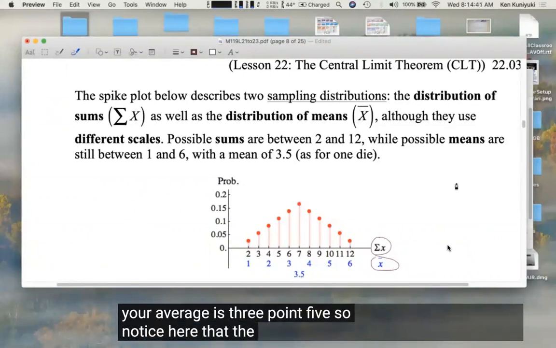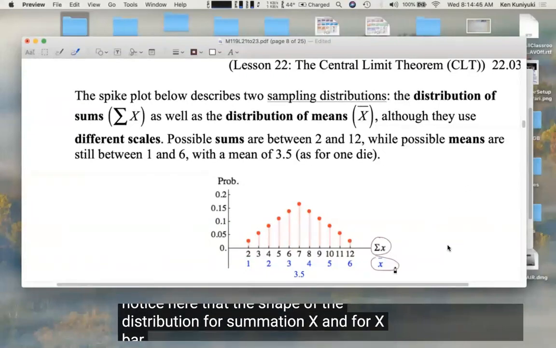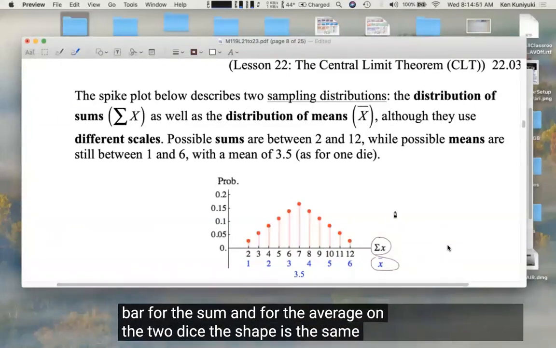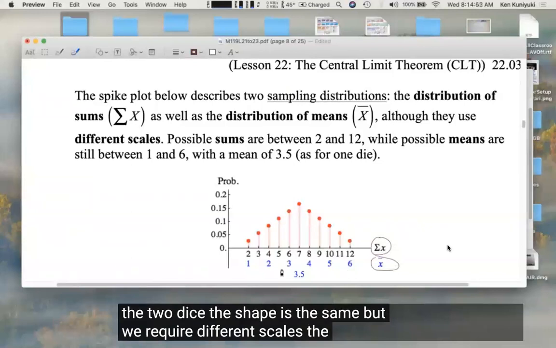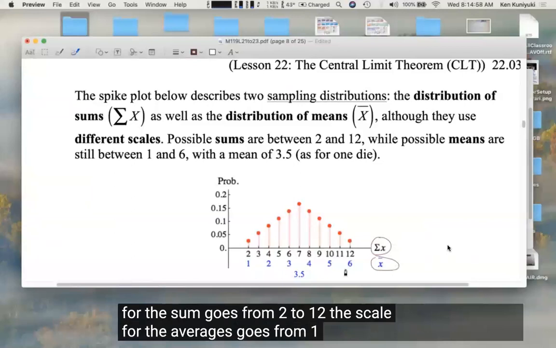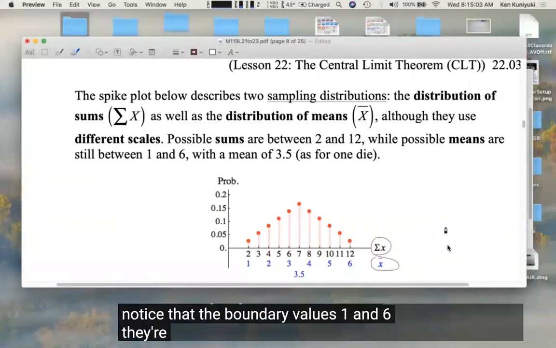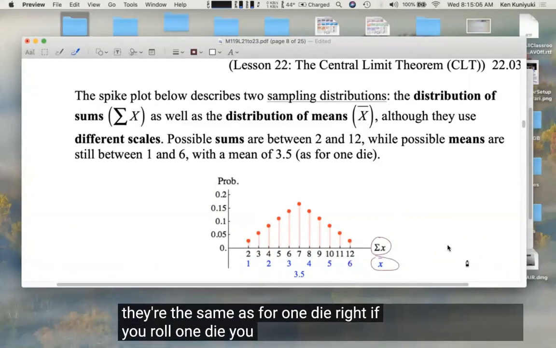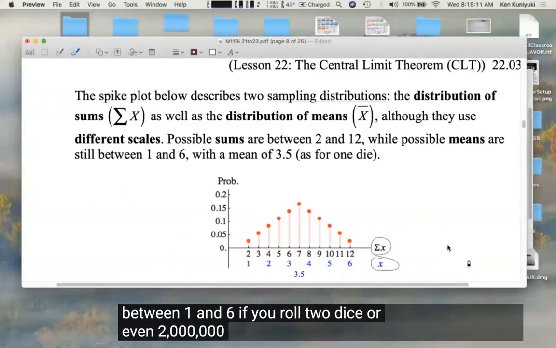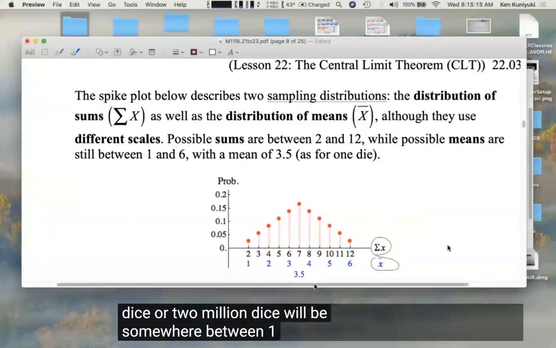So notice here that the shape of the distribution for summation x and for x bar, for the sum and for the average on the 2 dice, the shape is the same, but we require different scales. The scale for the sum goes from 2 to 12. The scale for the averages goes from 1 to 6. And notice that the boundary values, 1 and 6, are the same as for 1 die, right? If you roll 1 die, you can get something between 1 and 6. If you roll 2 dice, or even 2 million dice, the average will be somewhere between 1 and 6.